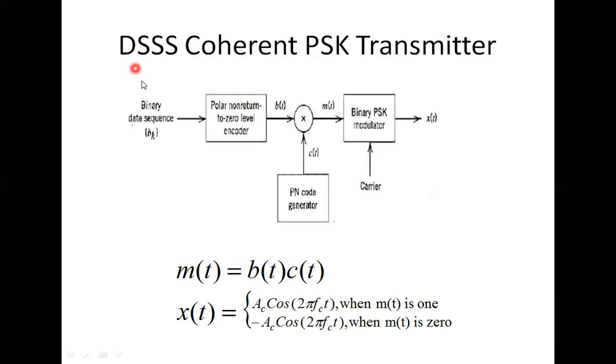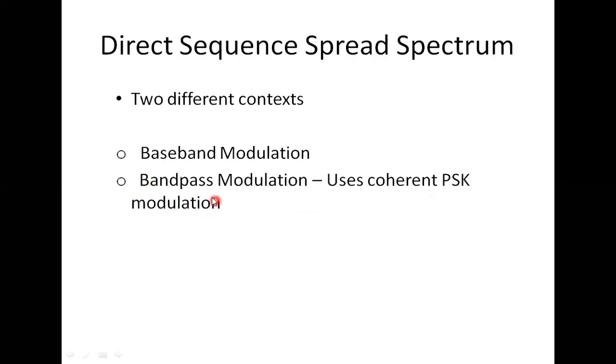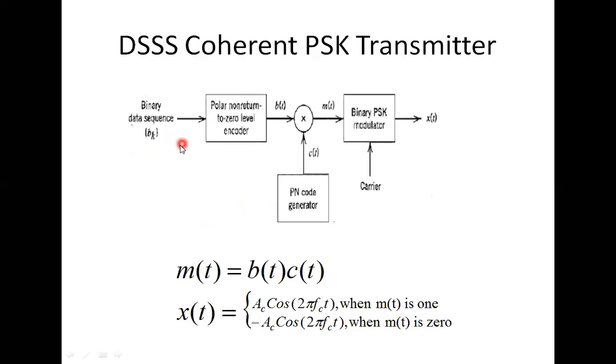In general, first I'll be discussing the second one, bandpass modulation. While discussing, I'll just consider baseband as a particular case, and we'll see what baseband is also. Okay. First, let us look at the direct sequence spread spectrum coherent BPSK transmitter. It is a binary PSK transmitter.